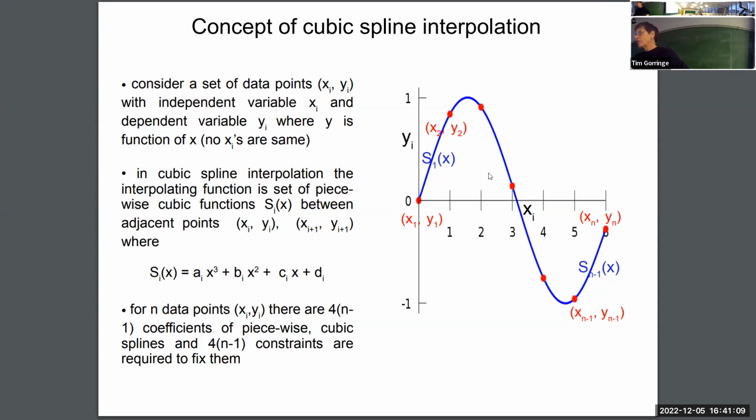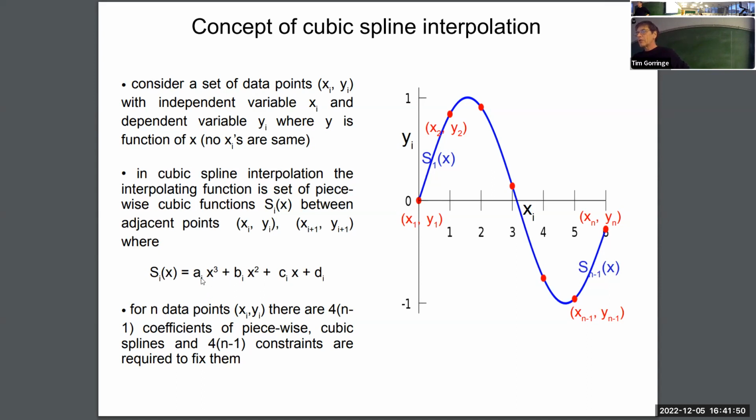with this blue function here, using this piecewise spline, where between each pair of data points, say between X1 and X2, we're going to represent that interpolation as just a cubic function. And then between X2 and X3, we're going to interpolate that region with another cubic function. And then between X3 and X4, yet again, another cubic function. And so between each adjacent pair of data points, we're going to interpolate with this particular function here.